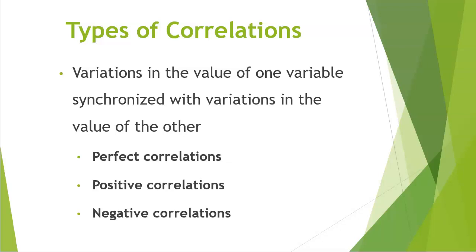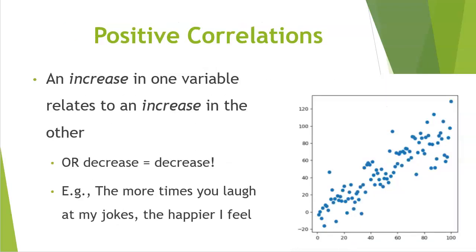A positive correlation now is when one variable increases, the other variable also increases. Now, this could also be as one variable decreases, the other one also decreases. In other words, as one variable changes, the other variable changes in the same way. This could be the more times you laugh at my jokes, the happier I feel.